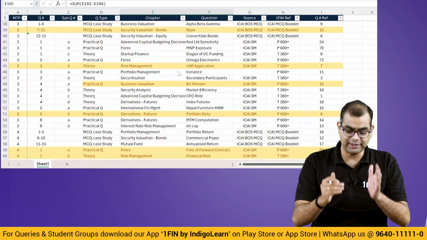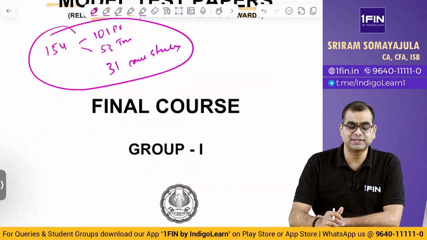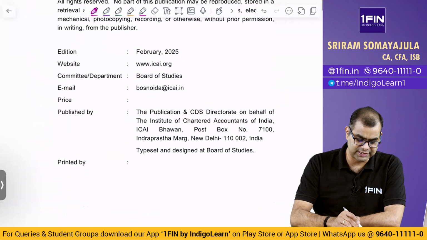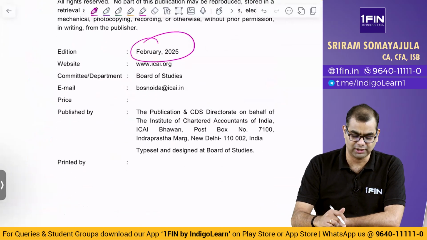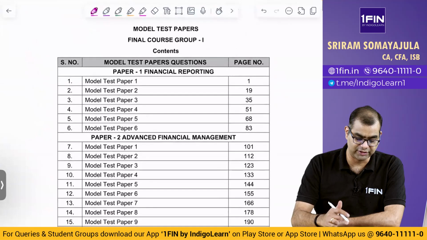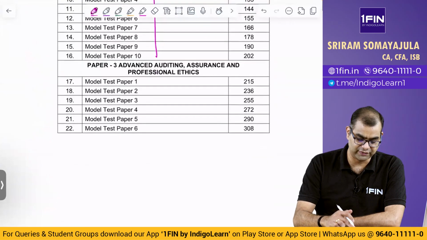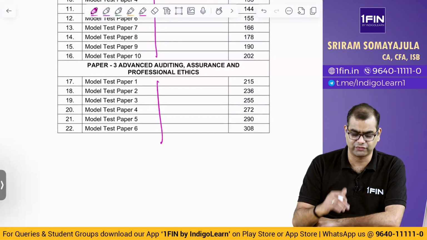Without wasting time, let us dive right into it. So what has ICAI done? They have come out with these model test papers. They came out sometime in mid or late February, and they have given model test paper 6 for FR, 10 for AFM, and another 6 for auditing. Same way they have given for group 2 also.